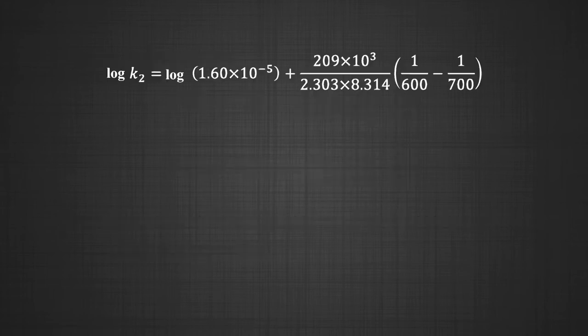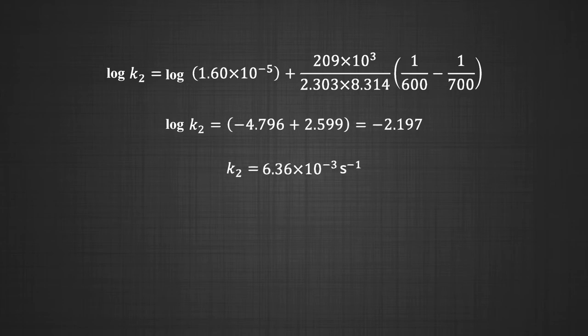Now putting the data in the formula, let's see what happens. Log K2 is equal to log 1.60 into 10 raised to power minus 5 plus 209 into 10 raised to power 3 divided by 2.303 into 8.314 into (1 by 600 minus 1 by 700). Log K2 is equal to minus 4.796 plus 2.599. It comes out to be minus 2.197. So finding the anti-log, K2 will be 6.36 into 10 raised to power minus 3 per second.